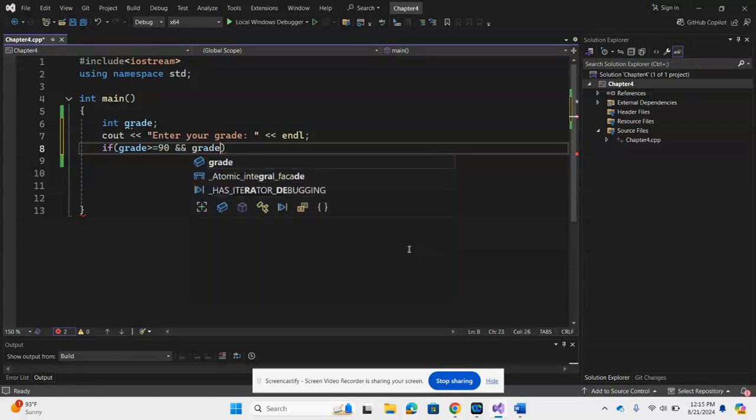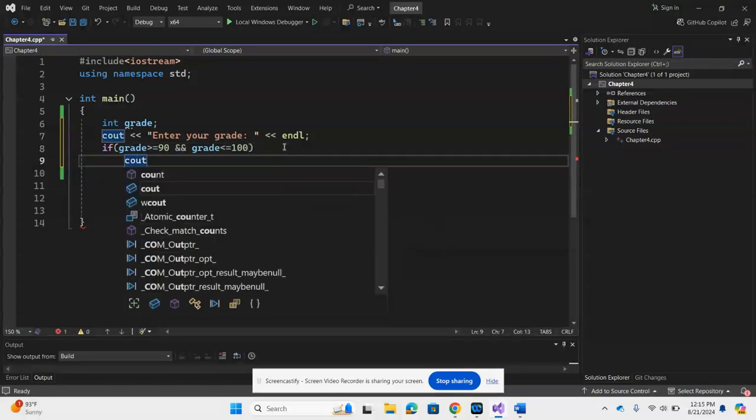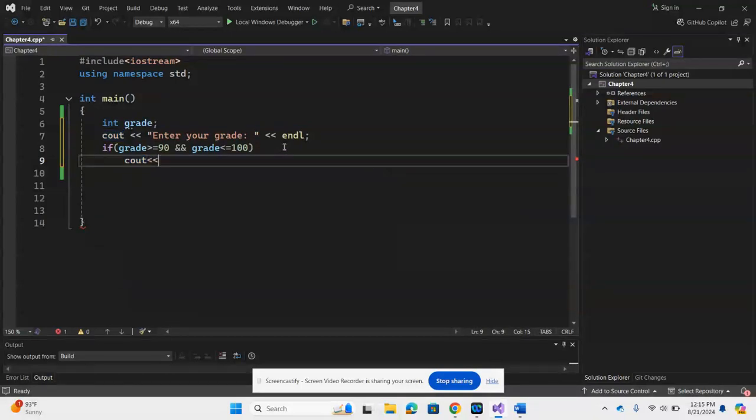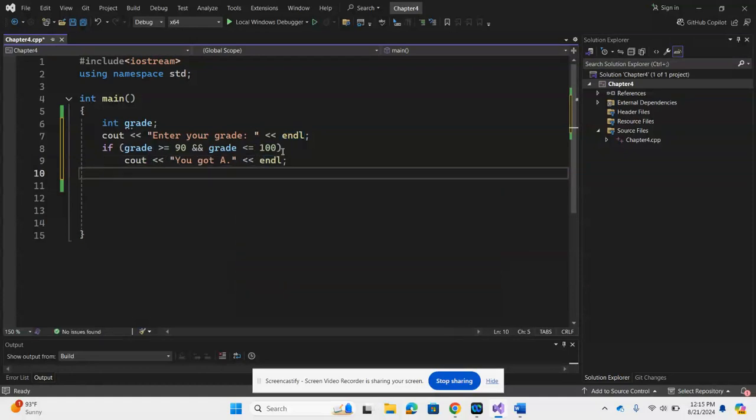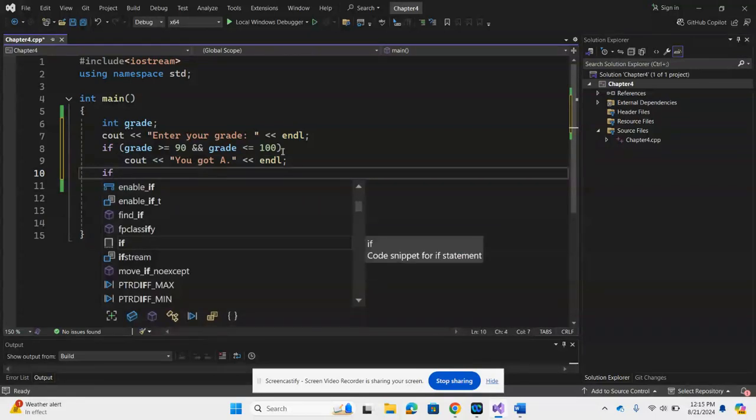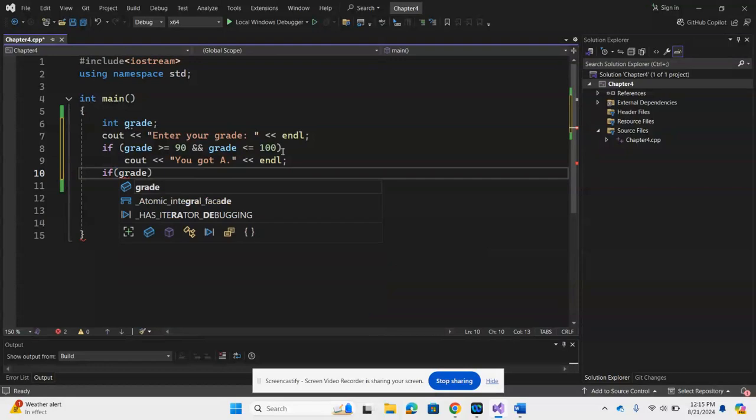And grade is less or equal than what? For the first one, let's say 100. So I'm going to put here, you got A. Now, instead of the else if, I'm just going to put F. Grades, I'm just going to put them as a 7. So this is an alternative.